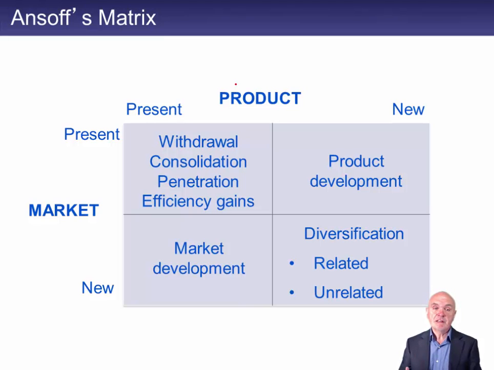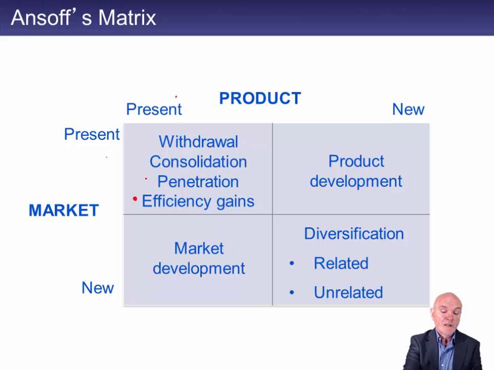Ansoff's matrix is then the next step here. This is really looking at how we can increase profits. And surprisingly, on this diagram, everything that you can do is set out. So you can stay with your present products and you can stay with your present market. And how can you increase profit? Well, you can go for efficiency gains, you can save costs, in other words.